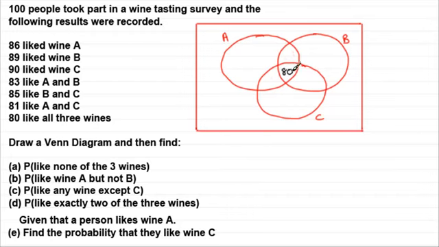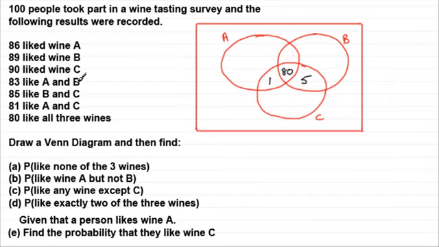Okay, so we've now got 80 like all three wines, and what we normally do is start to work backwards up through the list. We've got 81 like A and C. Now A and C was these two regions, so clearly we've already got 80, and there'll be one here, 81 like A and C. This one here just says that one person likes A and C only, or just A and C. Now we can go to the 85. 85 like B and C. So B and C is this 80 and this region here. So we need another 5. 85.